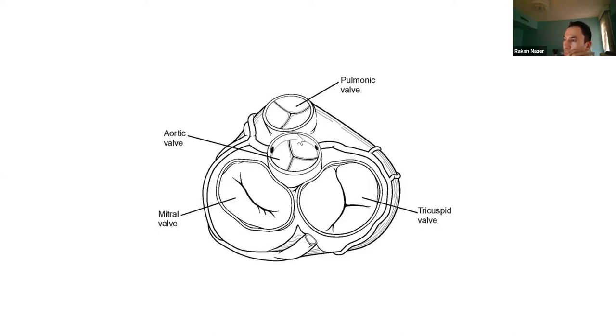This area is called what? Separating the outflow of the pulmonary from the outflow of the aorta. What is this area called? What separates the pulmonary outflow from the rest of the heart? The infundibulum. It's wrapped around a muscle. So this is when you do the Ross operation, this is what you dissect. You take out the infundibulum.